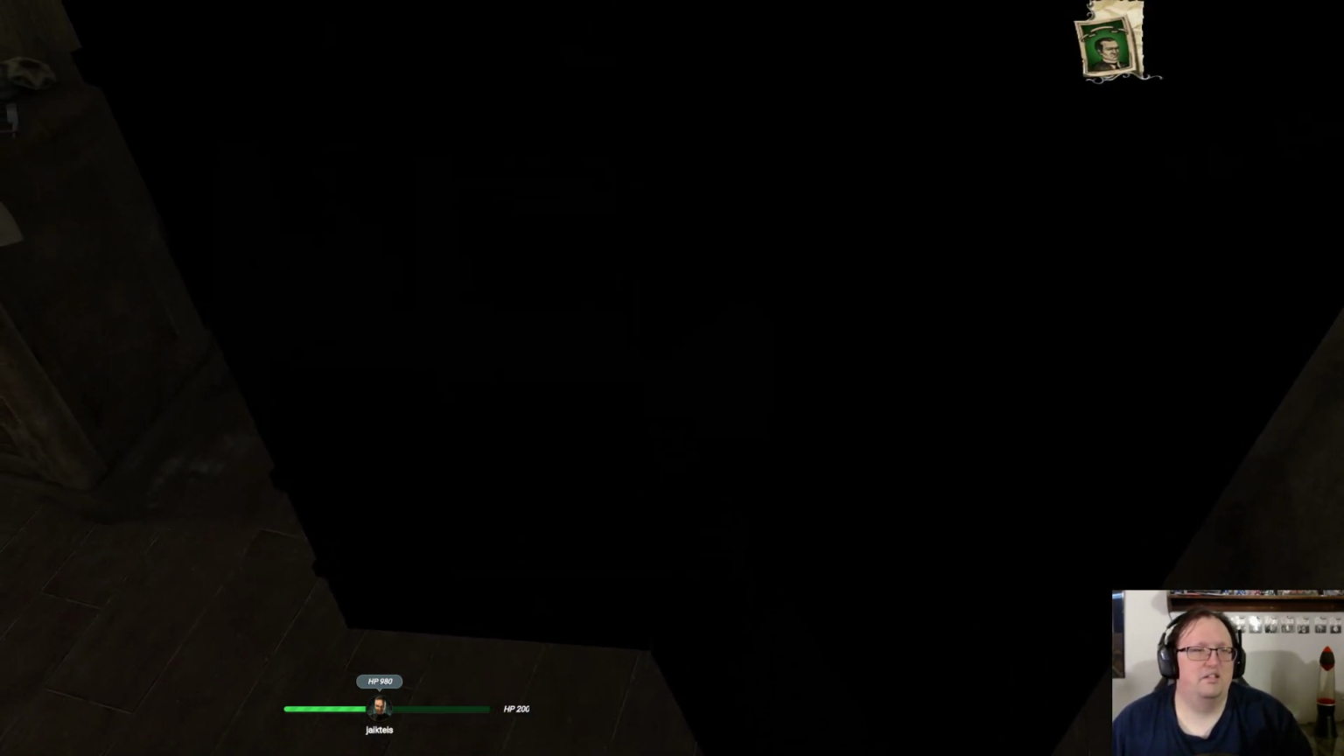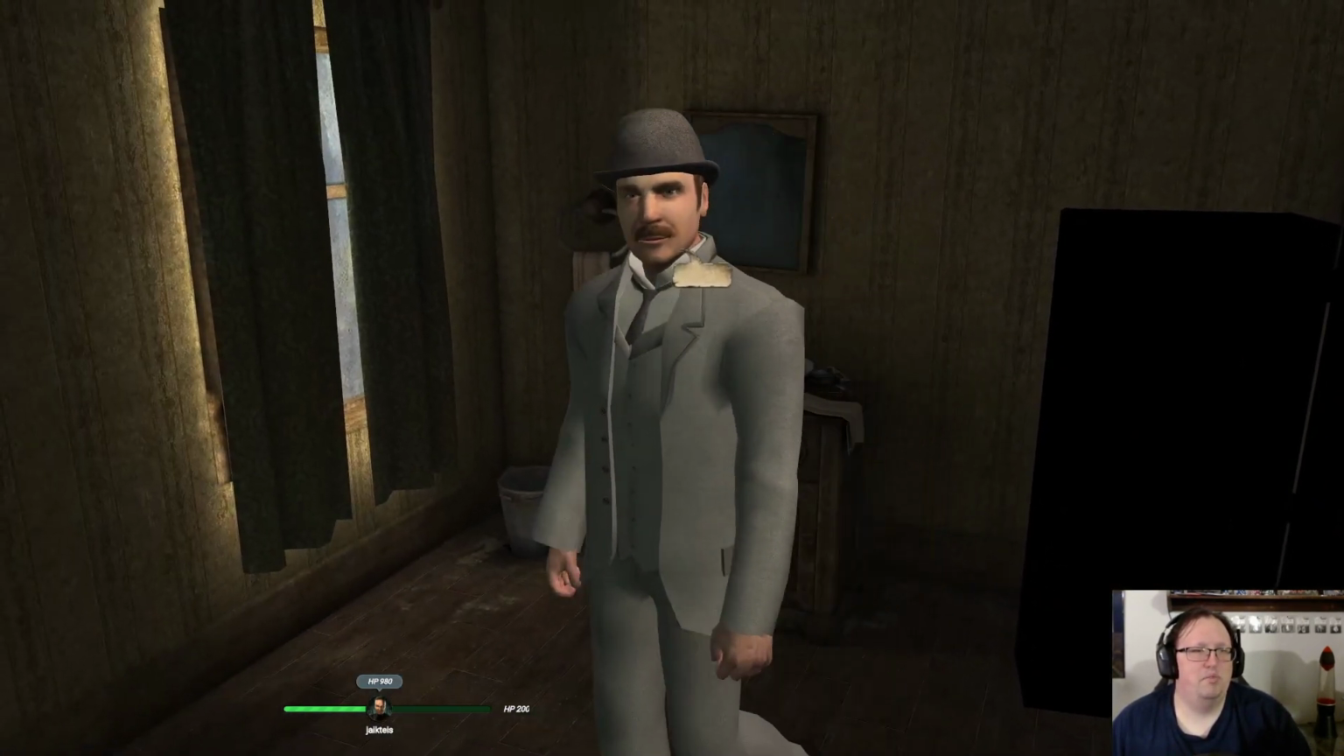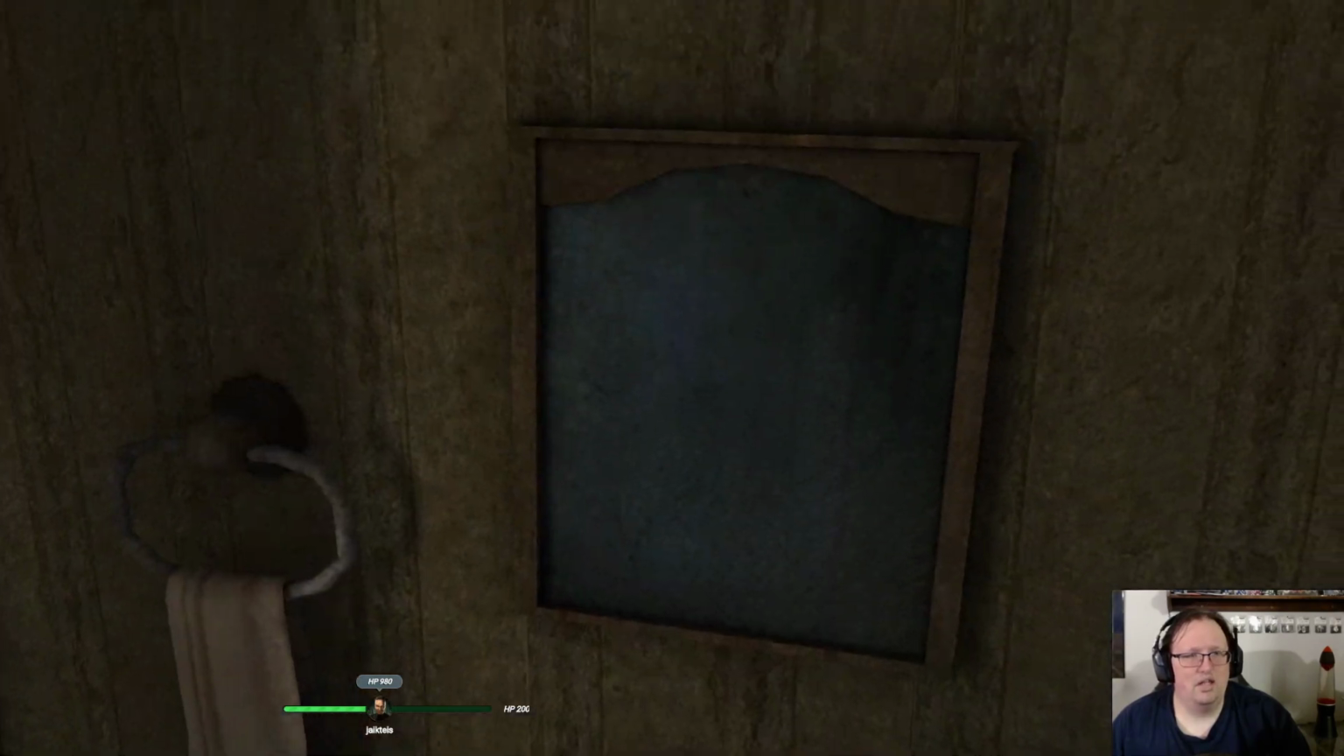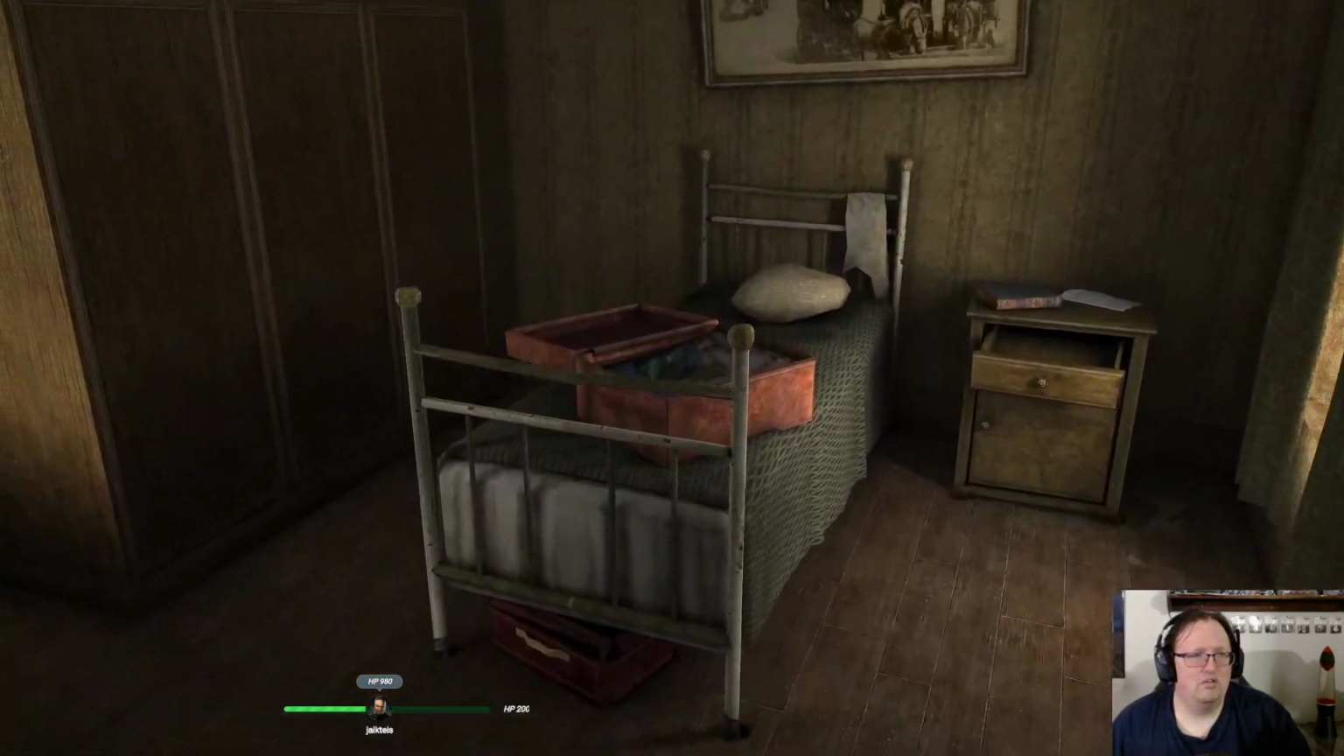I'm glad that the texture started not to load in and we see nothing but a big black nothingness. I don't need to see it. I don't want to see it.